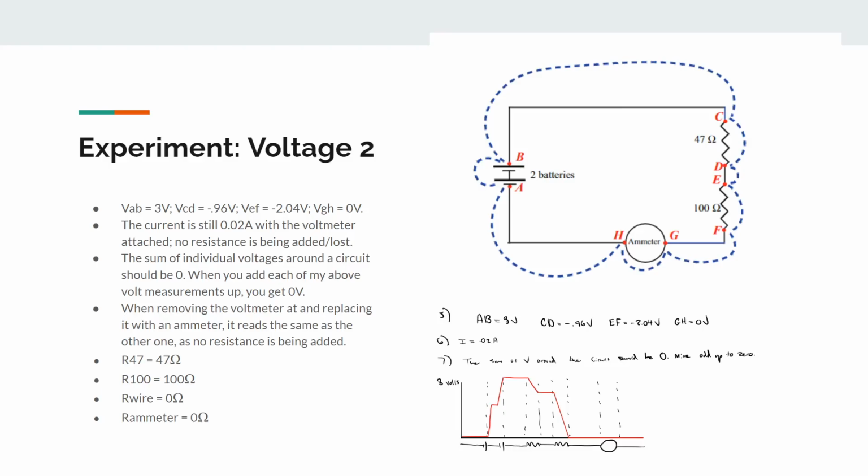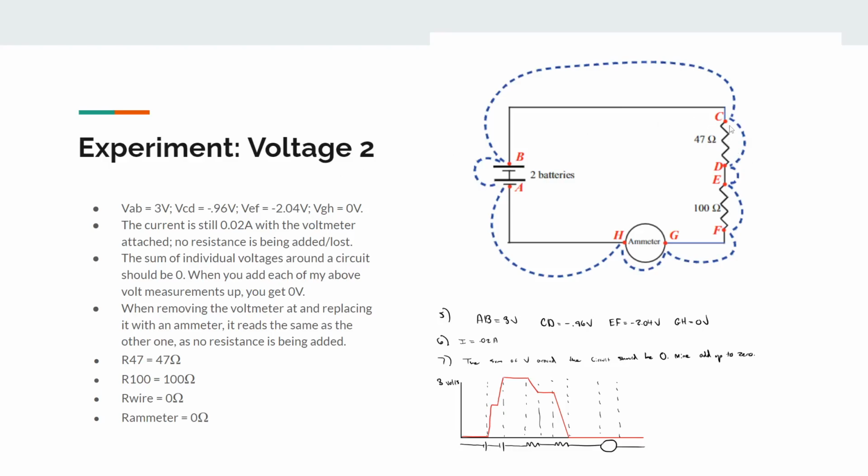So next we calculated the voltage difference across different parts of the circuit. So VAB equals 3 volts, VCD equals negative 9.6 volts, VEF equals negative 2.04 volts, and VGH equals 0 volts. The current is still 0.02 amps because no resistance is being added. The sum of the voltages should be 0, and mine do add up to 0. When removing the voltmeter and replacing it with the ammeter, it reads the same as the other one as no resistance is being added again.